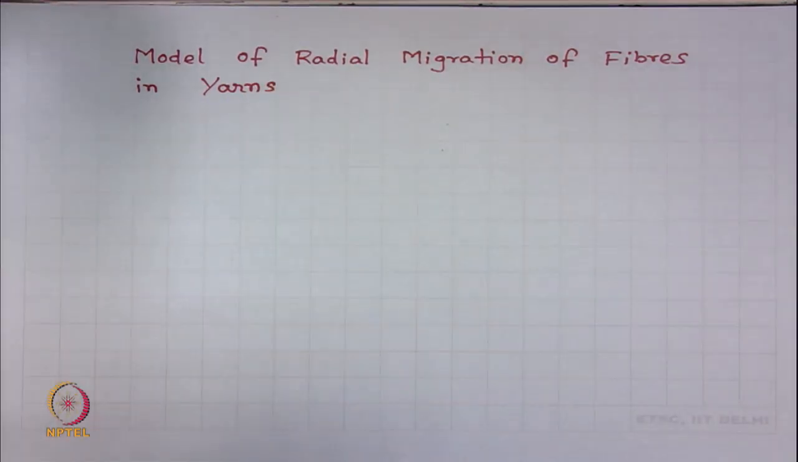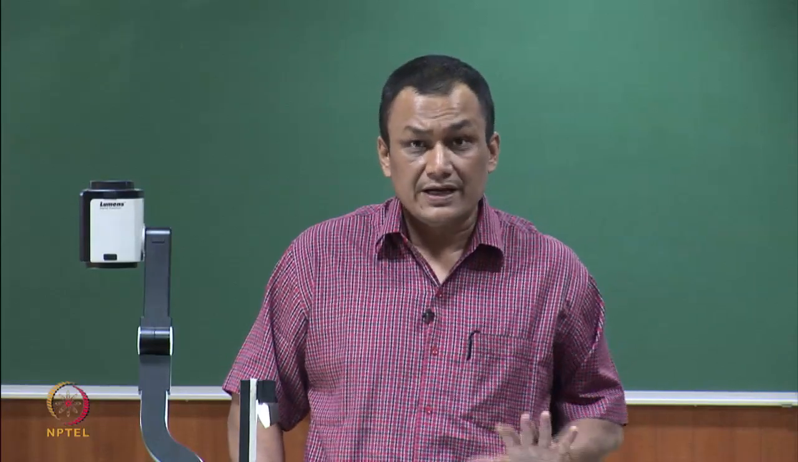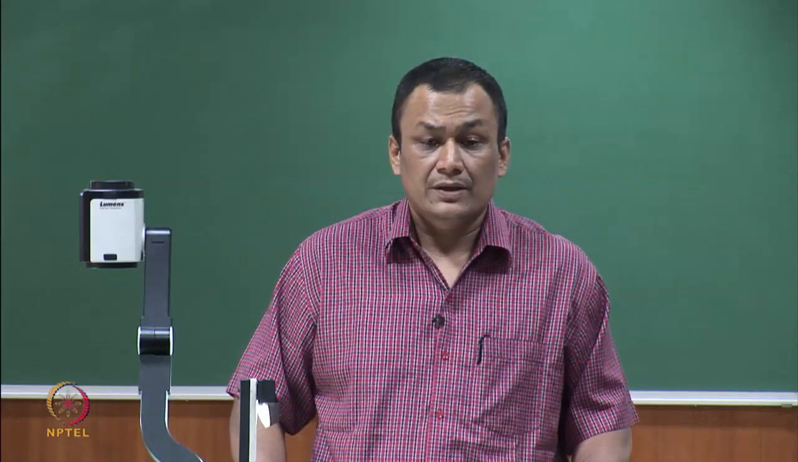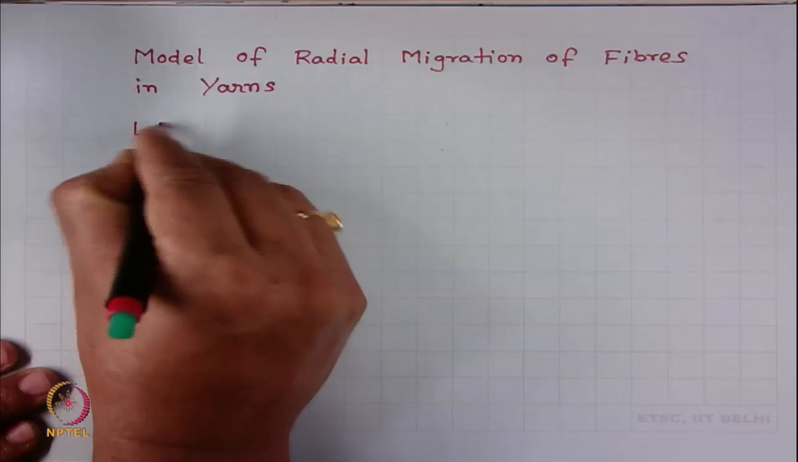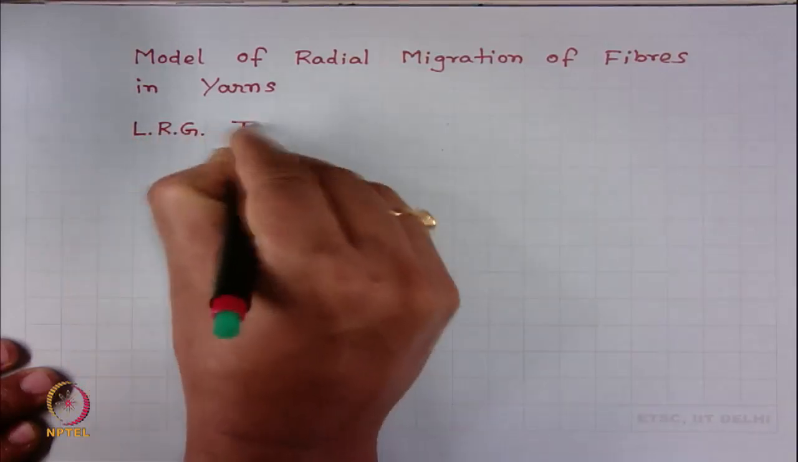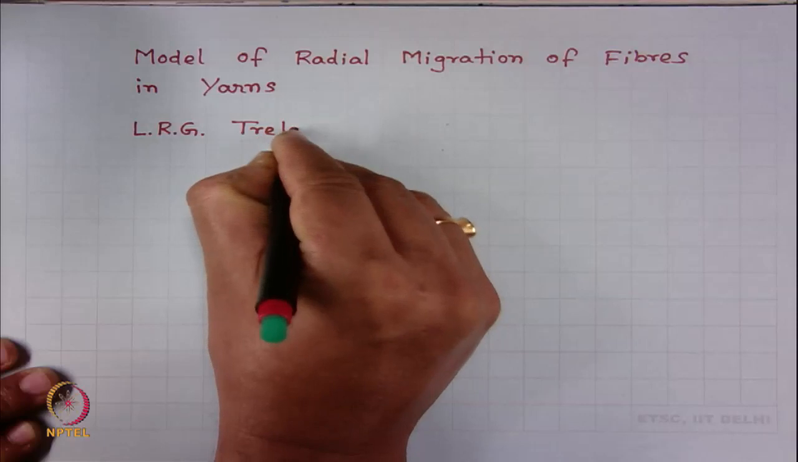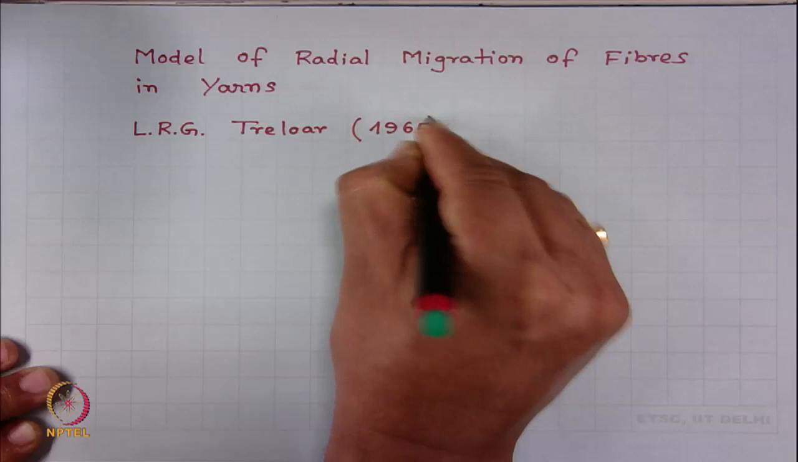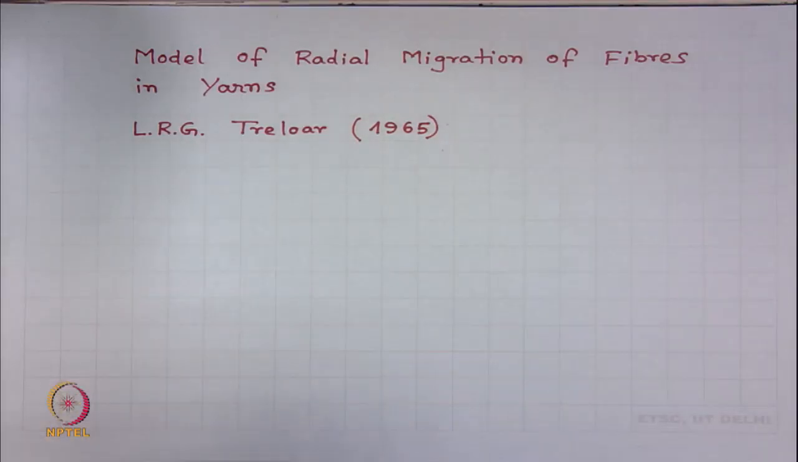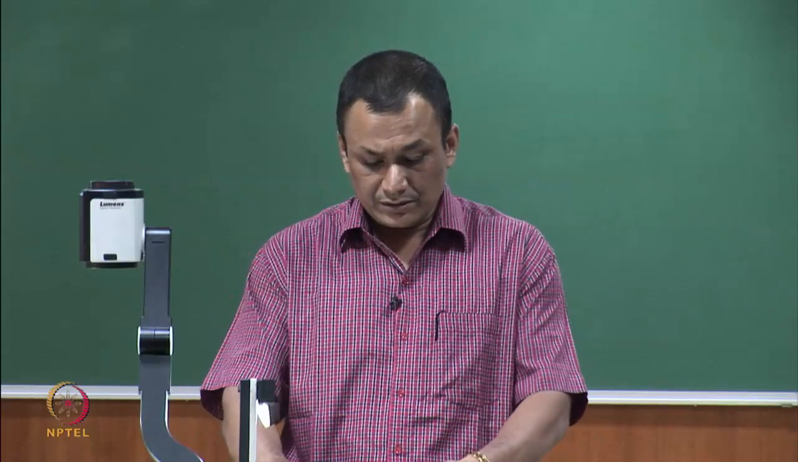Model of radial migration of fibers in yarn. Probably the first theoretical concept on radial migration of fibers in yarn was given by L. R. G. Taylor. This model was published in the year 1965. We will first discuss Taylor's model.